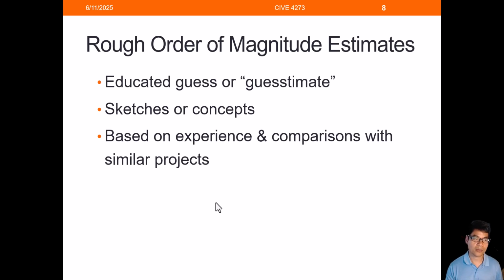And you can come up with a really simple sketch or concept, and based on the estimator's experience and comparison with similar projects, he or she can come up with the cost estimate for it. This is a really rough, quick way of coming up with a cost estimate, and obviously the accuracy for this type of estimate is not going to be very high. Again, the accuracy here refers to the deviation of the cost estimate versus the actual construction cost when the project is done.